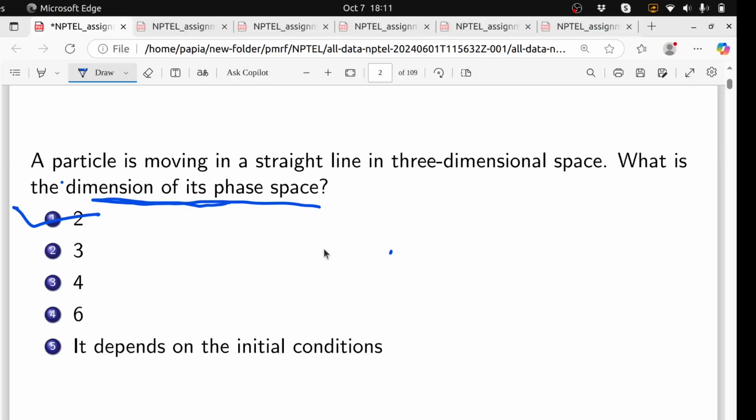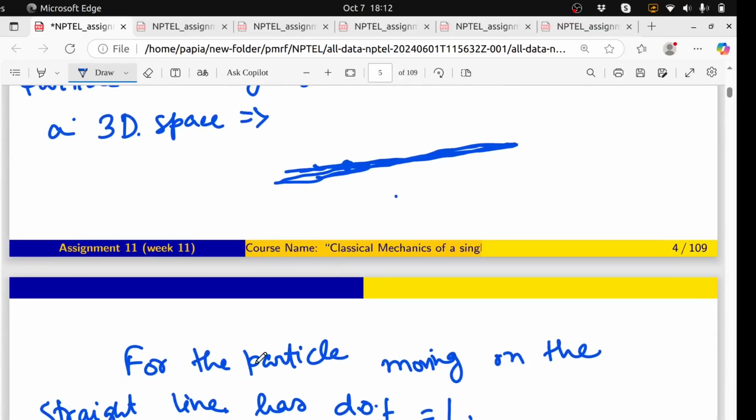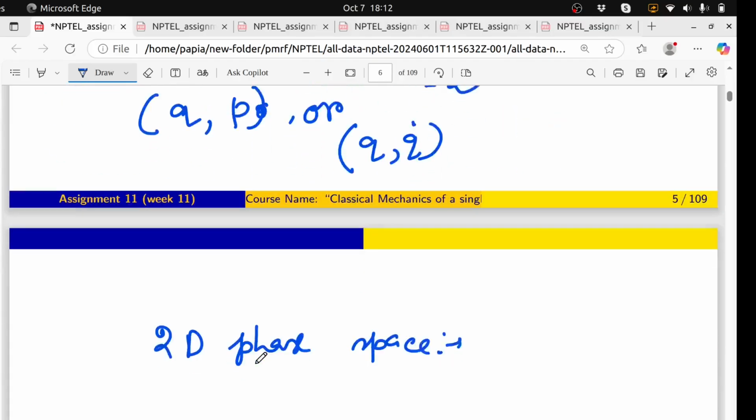So for that, we just calculated the number of degrees of freedom for this system. Number of degrees of freedom means how many generalized coordinates are present in this system, and then we multiplied that by 2 because each generalized coordinate corresponds to one generalized momentum. So for the phase space, generalized momentum and generalized coordinate both will be there. As a whole, there will be 2 times the degrees of freedom number of dimensions in that phase space. For this case, the number of degrees of freedom was 1, so the dimension of phase space is 2.